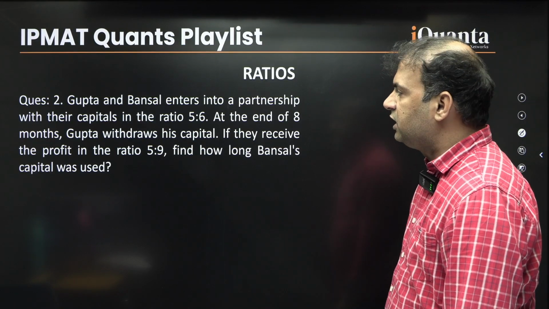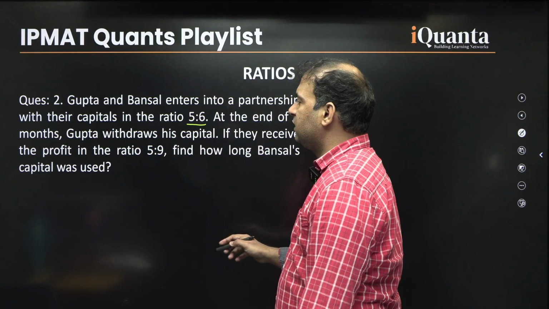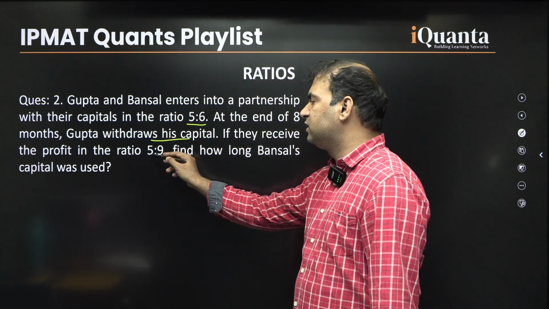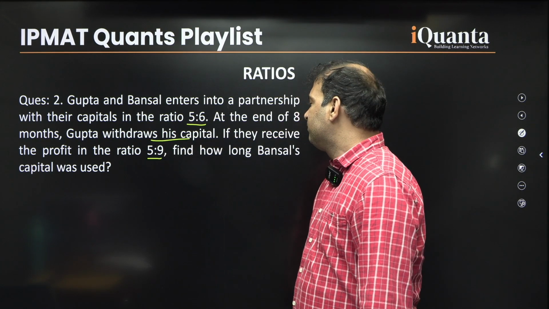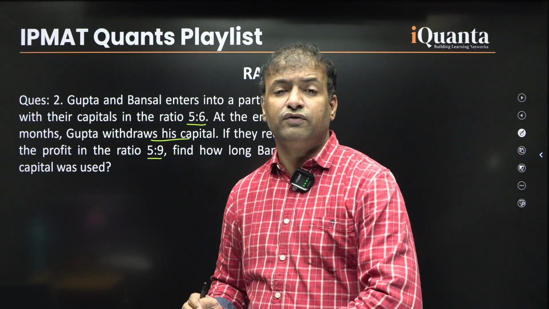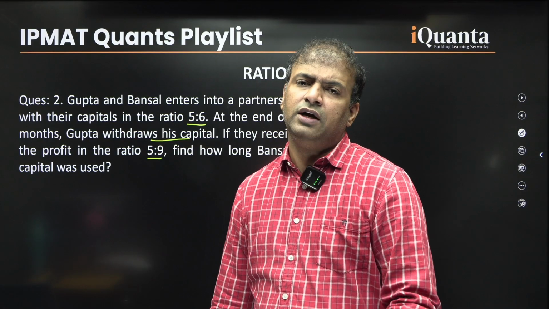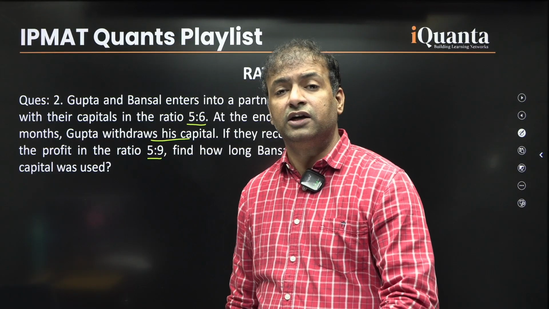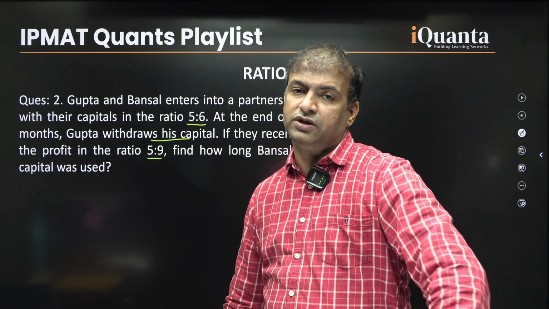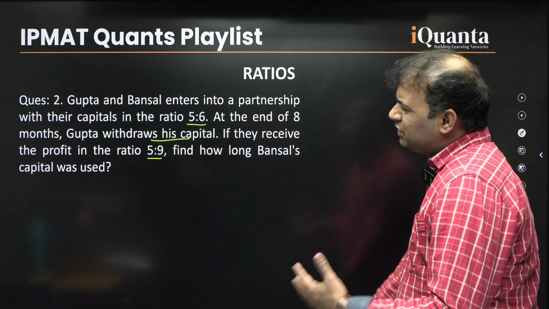All right. We are given the ratio of their capitals in the beginning, right? Then they are saying after 8 months, Mr. Gupta withdraws his capital, and then we are given the ratio of the profits, and then we have to find out for how long Bansal's capital was being used, or we can say, guys, in the end we have to find the time period for which Mr. Bansal was in the partnership, or he was a part of the business. Simple. Okay, so we can just use that ratio again.